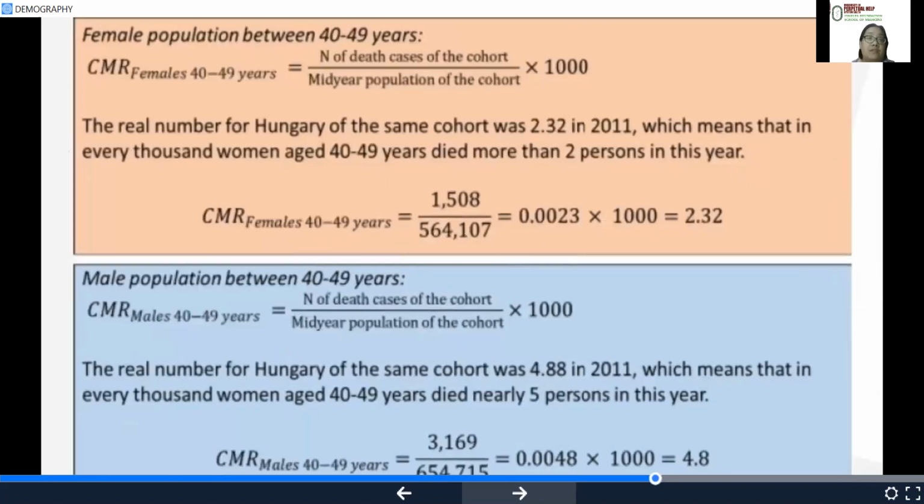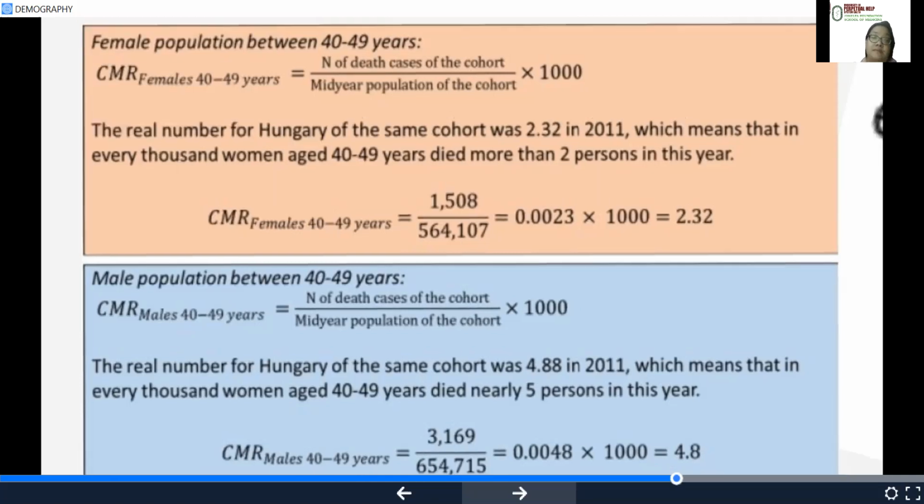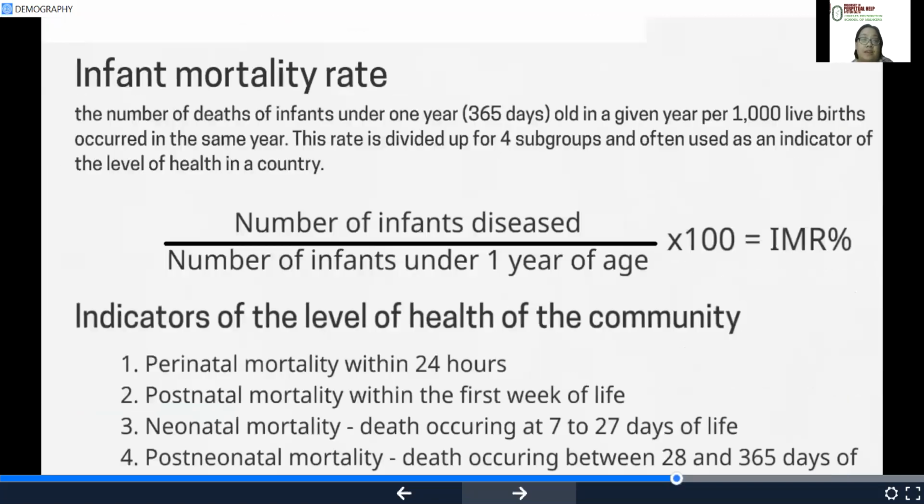So if you get your female population between 40 to 49 and your male population between 40 to 49, you will see that you could also compute your age and sex related mortality rate using the same formula we used in the prior slide. Infant mortality rate would be separate.